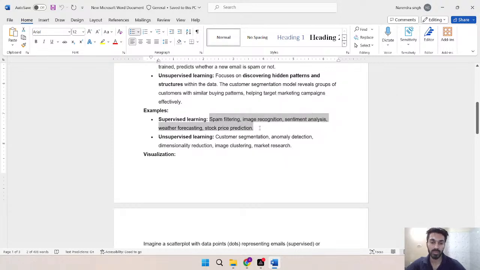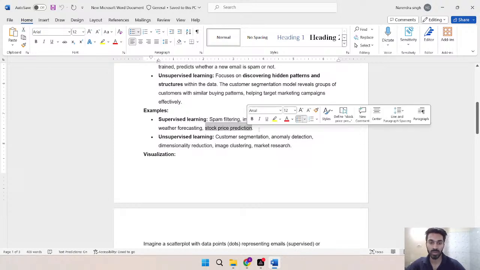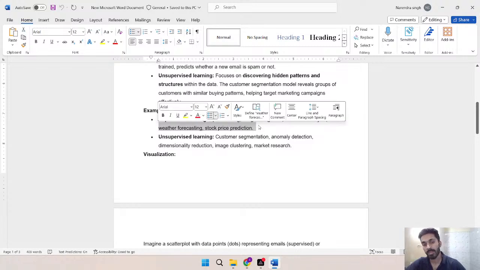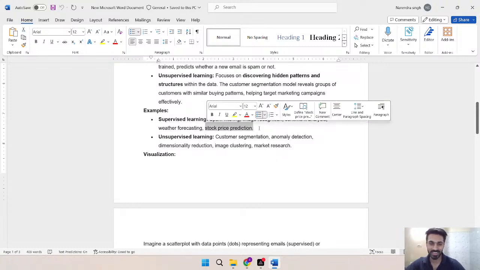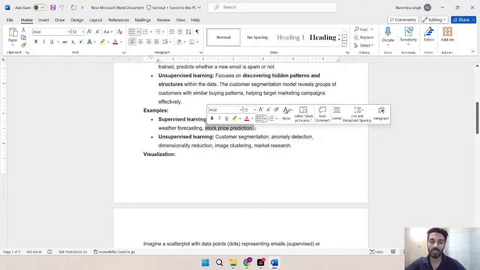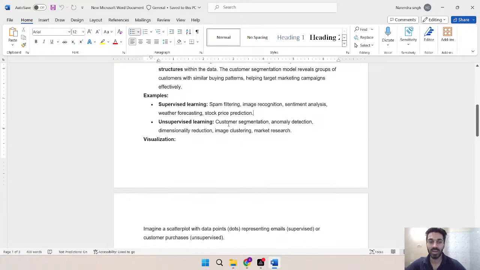These are the examples you can do: spam filtering, image recognition, sentiment analysis, weather forecasting, stock price prediction. You can do it, but don't do stock price prediction, because humans can't do it. Then how can a machine do it? Because many other things happen here, like market insiders and many more things, so don't apply it.